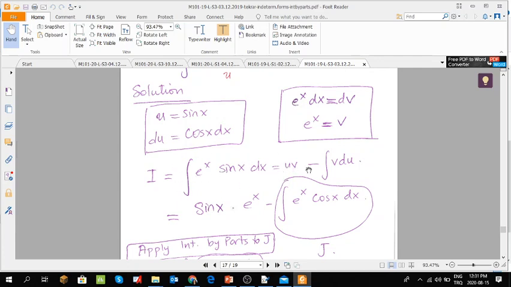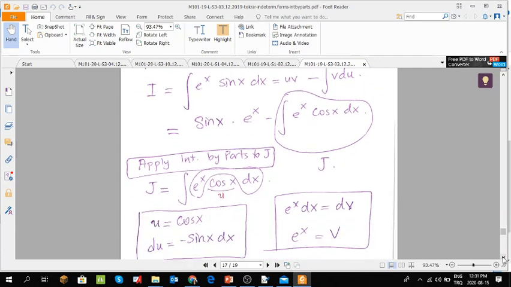And then this is our integral I. It's equal to u times v minus the integral of v times du. u we found as sine x, v we found as e to the x, minus the integral of v, which is e to the x, times du, which is cosine x dx. Then we call this J because we have to work on this again. We apply integration by parts to J here. So which one is u? Again the same. This is dv and the rest is u. u is cosine x, du is negative sine x dx. Okay, the derivative. And e to the x dx is equal to dv.